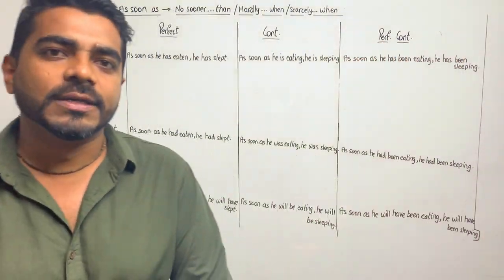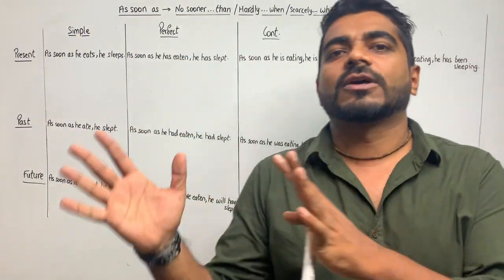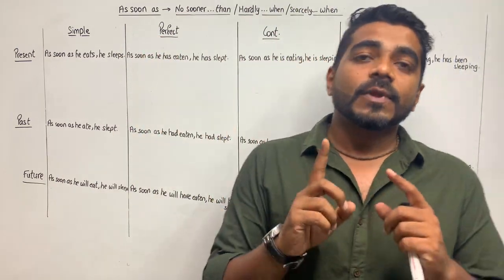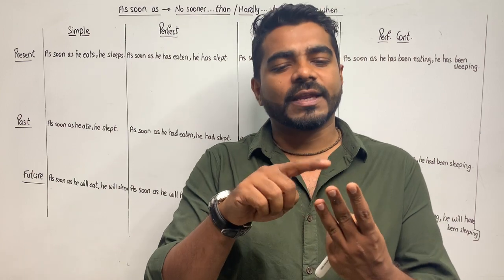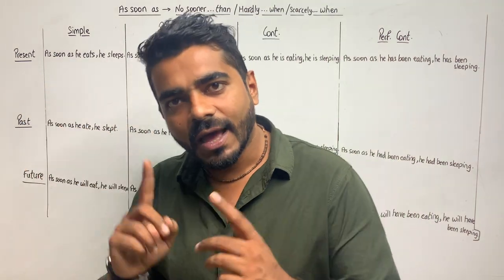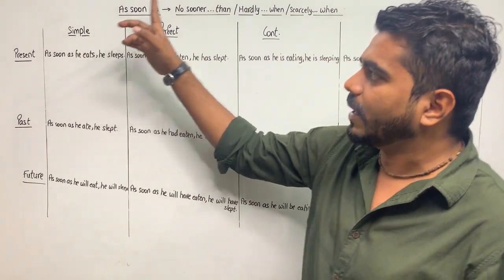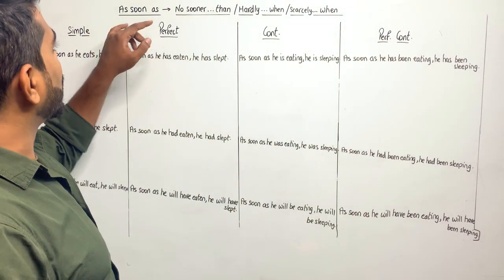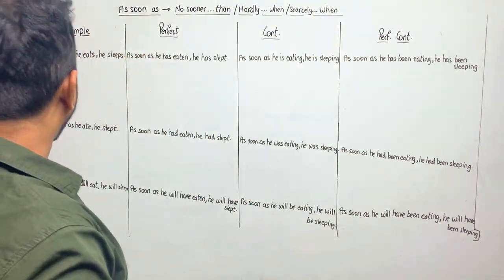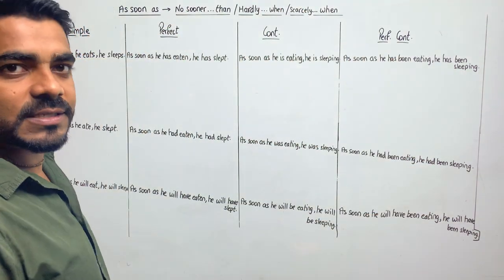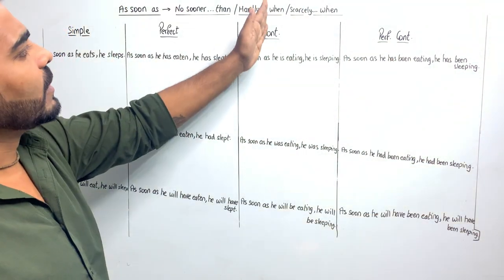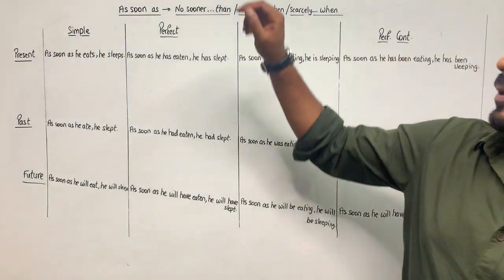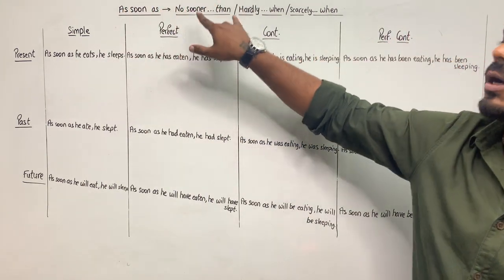Alright. Now what we are going to do is, in this topic, we'll study all kinds of sentences, that is all kinds of questions that can be asked in this topic. As we already know, we have three tenses: present, past and future. And we have four types of sentences: simple, perfect, continuous and perfect continuous. In this topic, we'll convert as soon as into all possible types and all possible tenses. Okay? And then we'll go ahead for hardly when and scarcely when. So first we are transforming as soon as into no sooner than.